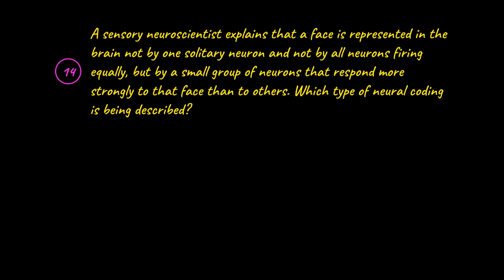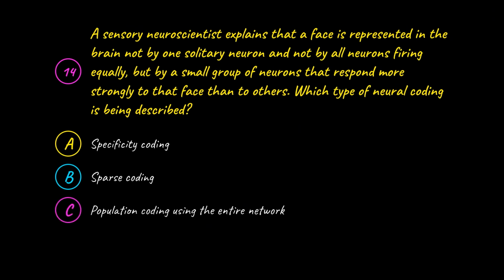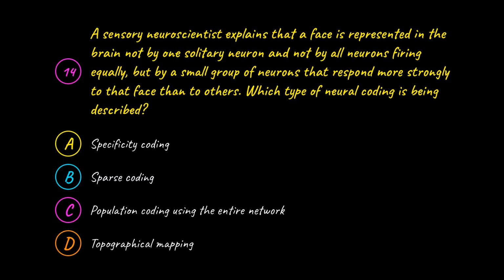Your options are A. Specificity coding, B. Sparse coding, C. Population coding using the entire network, D. Topographical mapping. Which would you go with? Lock it in before the reveal.